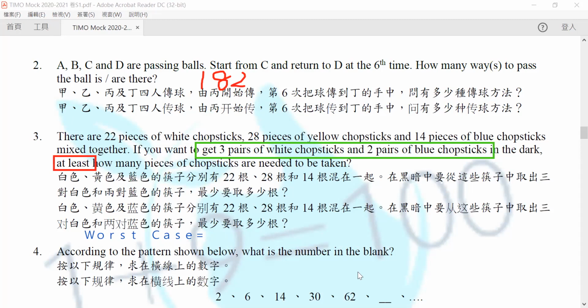The first one is that when we pick up insufficient blue. The first one is insufficient blue.